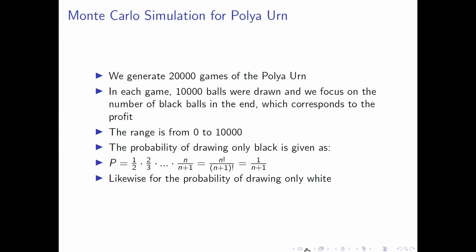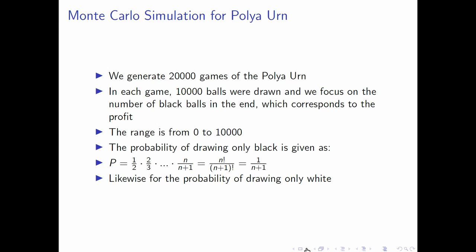It sounds very unrealistic, but the probability of observing only black can easily be calculated as follows. The probability to draw black in the first round is 1 over 2. Conditioned on drawing black in the first round, the probability of drawing black in the second round is 2 over 3, since there are 2 black balls and 1 white ball in the urn. Adding another black ball leads to 3 black balls and 1 white ball in the urn, and a corresponding probability of 3 over 4 for drawing black.